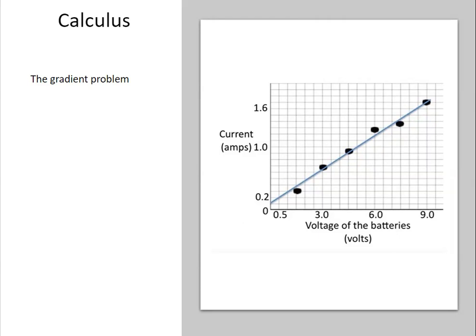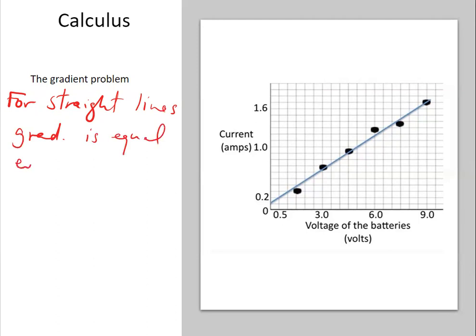And the simple thing about straight lines is that the gradient is equal everywhere. So for straight lines, gradient is equal everywhere.